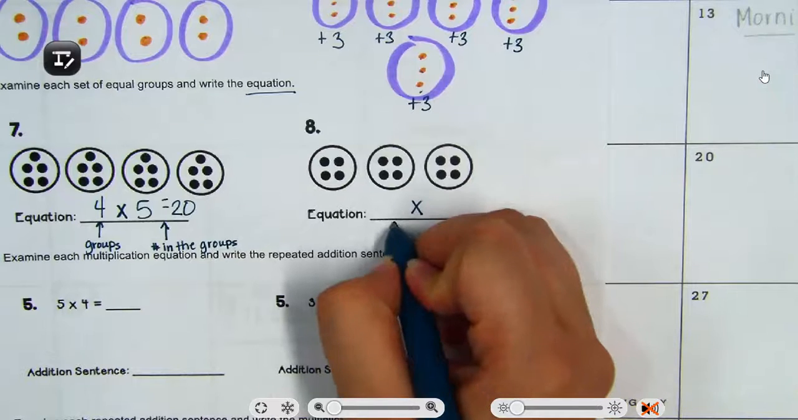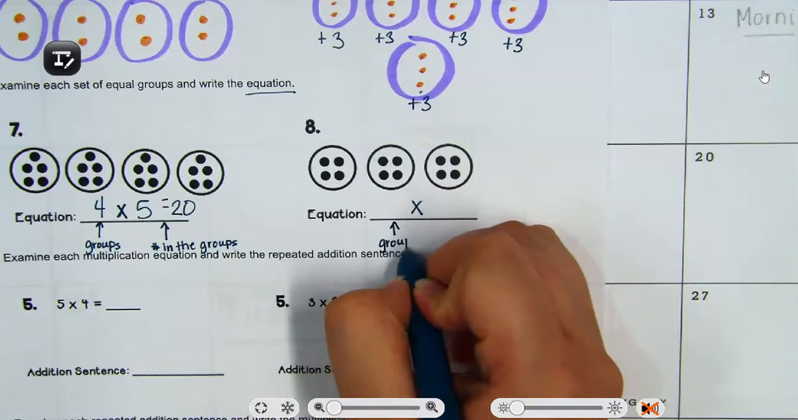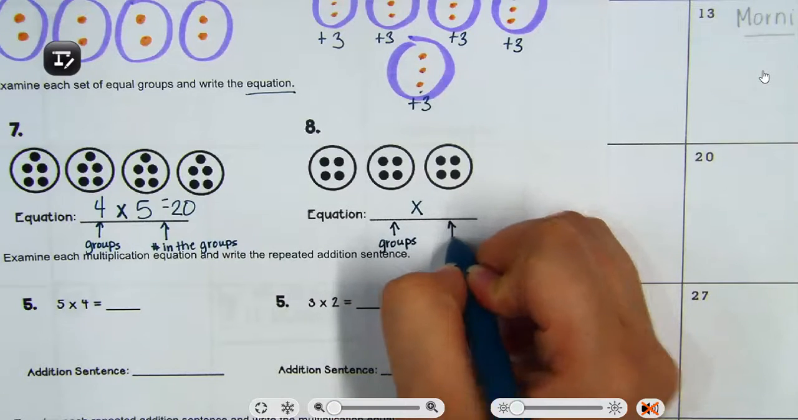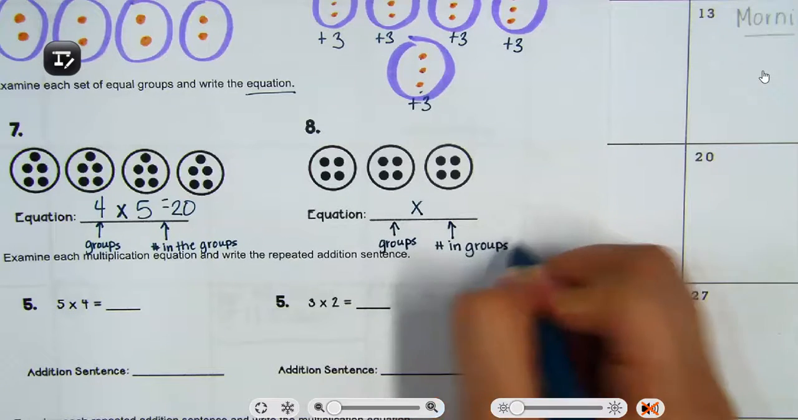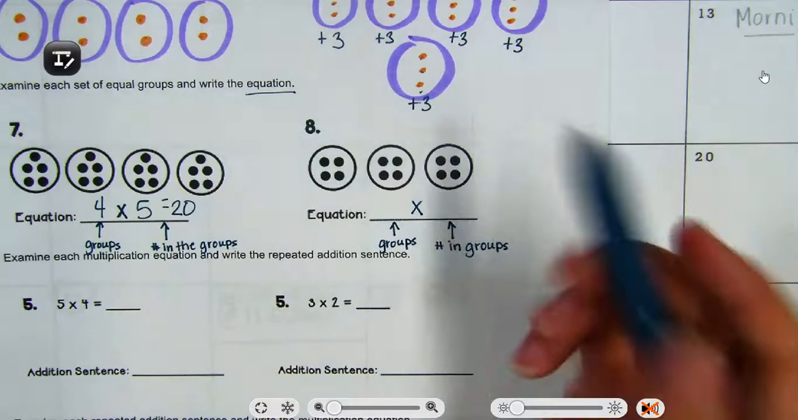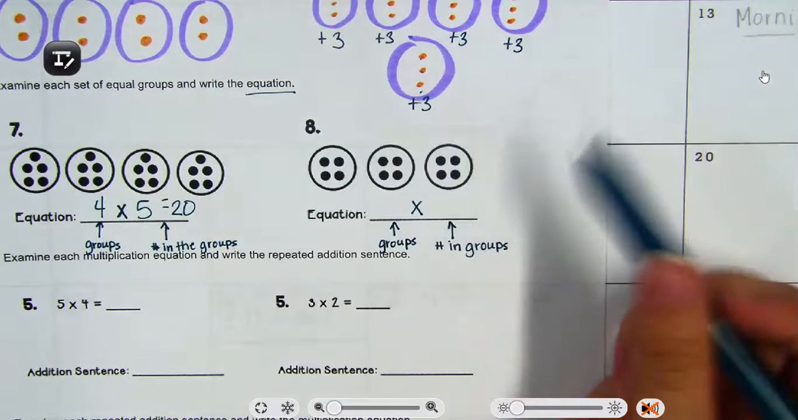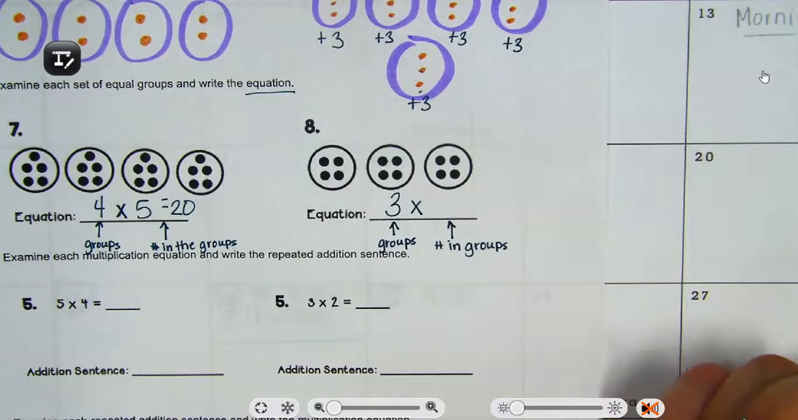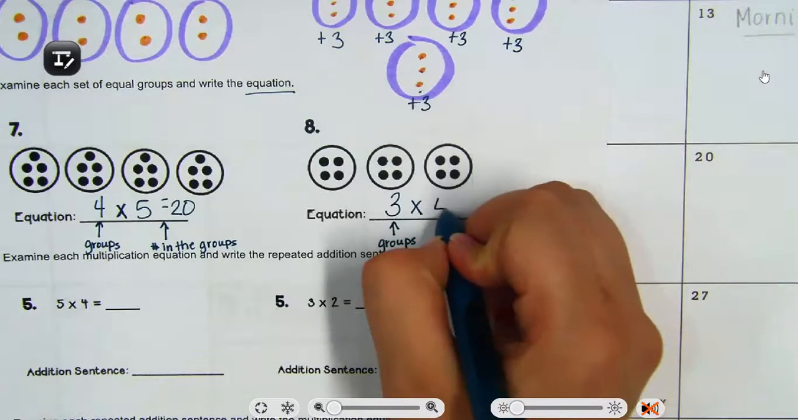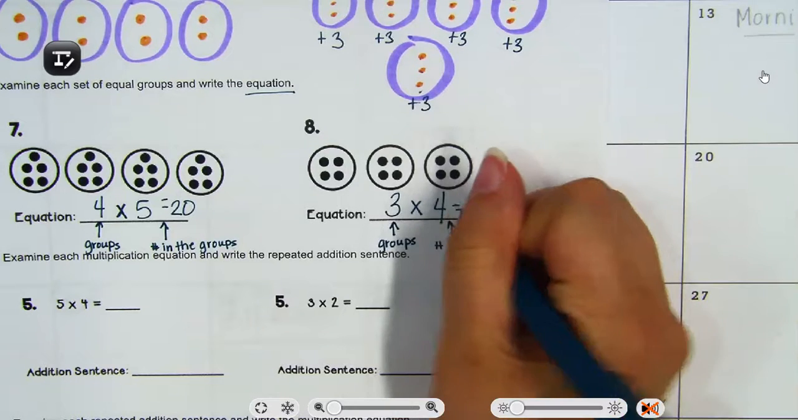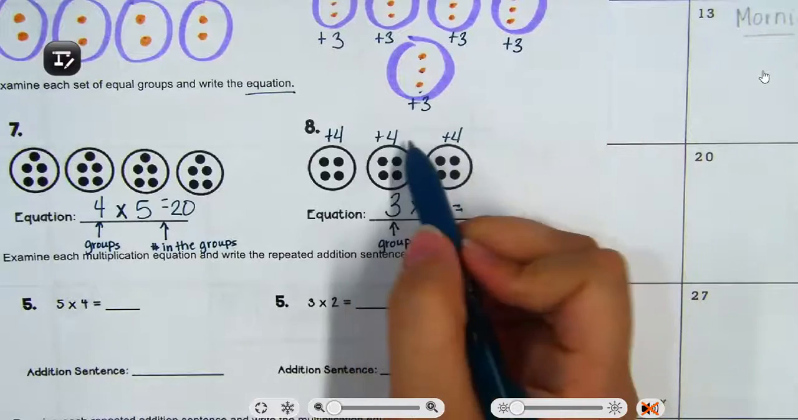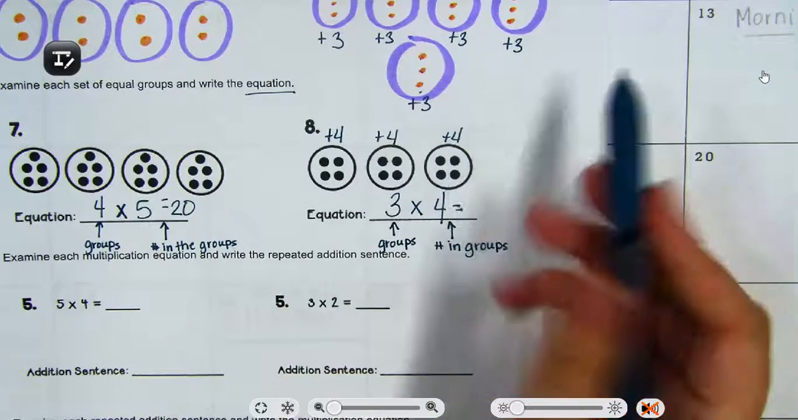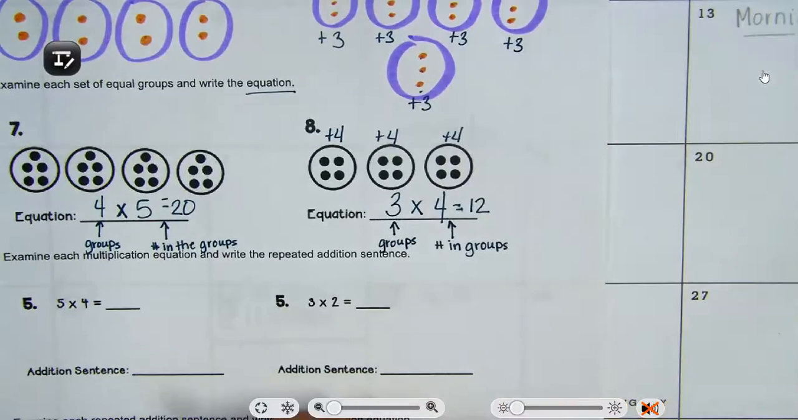Remember, this number right here tells me groups. This number right here tells me number in groups. So what's in the groups? Number in groups. So I have 1, 2, 3. So I have 3 groups, okay? And let's look and see what's inside of each group. Yep, 4. Okay, so I could say 4 plus 4 plus 4. So I have 4 plus 4 is 8, 9, 10, 11, 12.